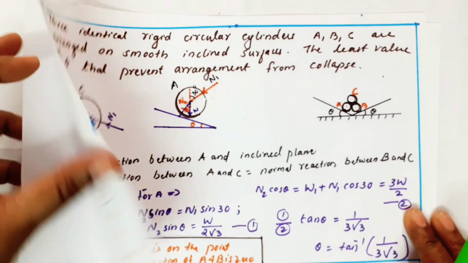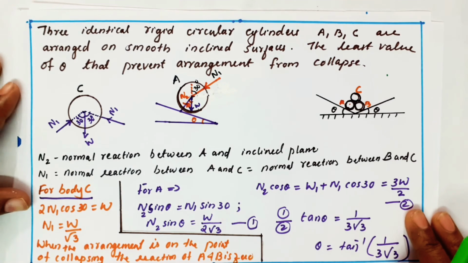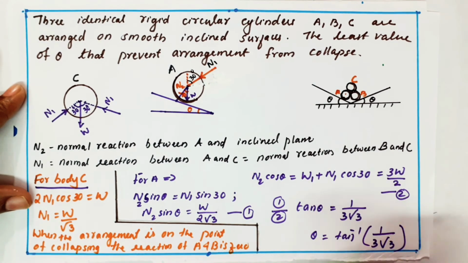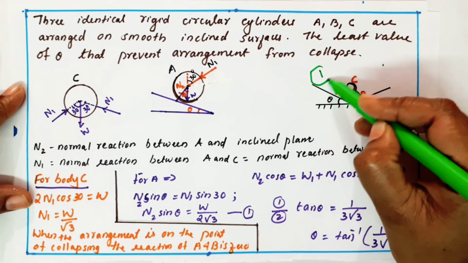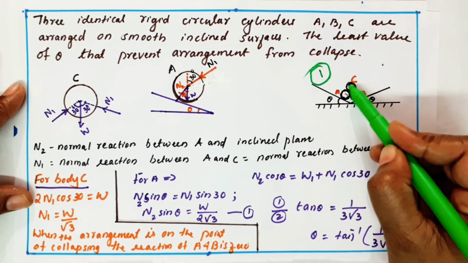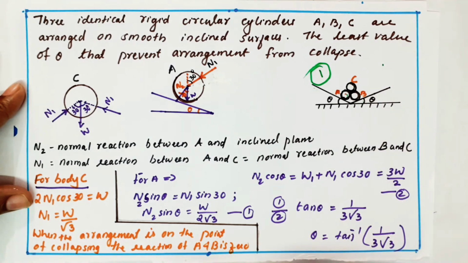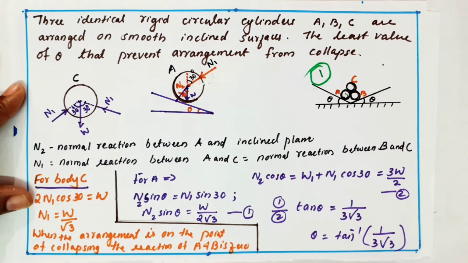Next question. 3 identical rigid circular cylinders A, B, C are arranged on a smooth inclined surface. That means this is the given diagram. This is the first diagram they gave. These are three cylinders A, B and the top is C, and they are placed on an inclined surface of angle theta. They are asking what should be the value of theta so that it should not collapse.